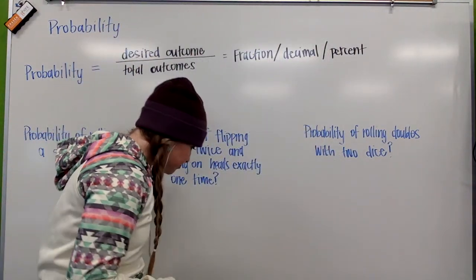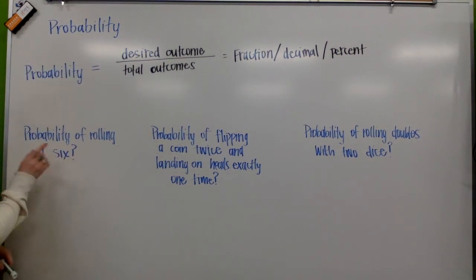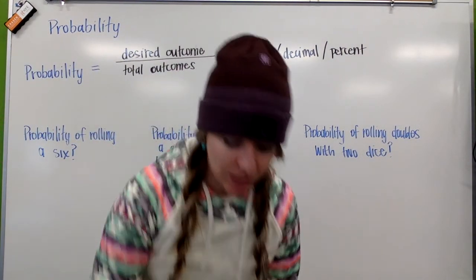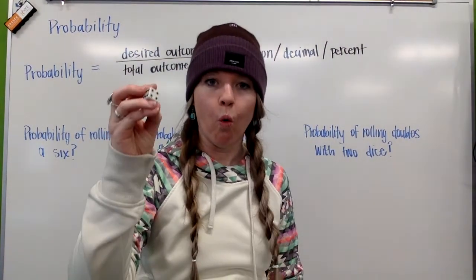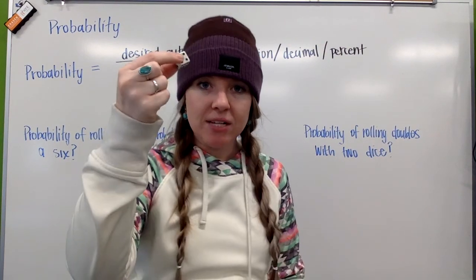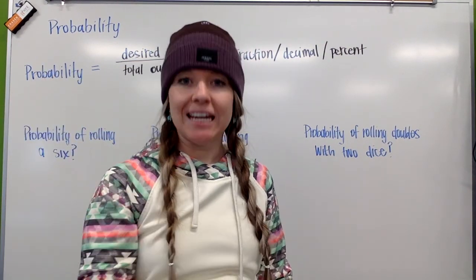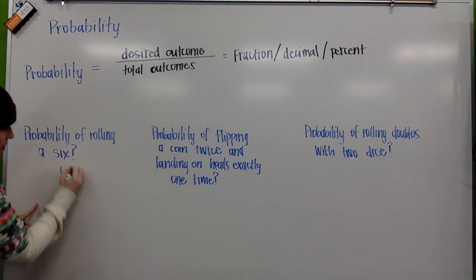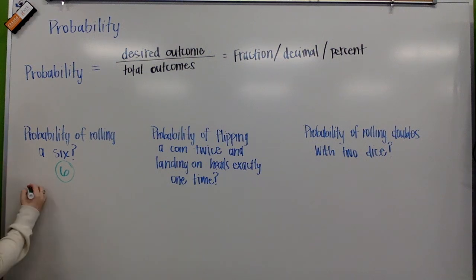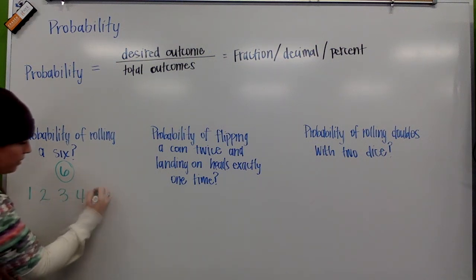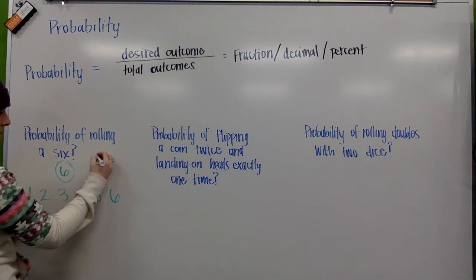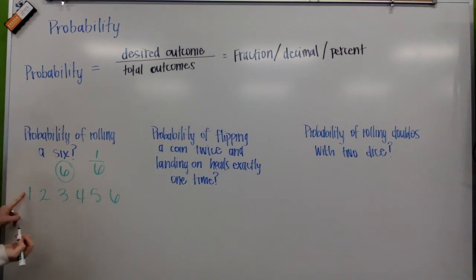So if we look here on our first example, it says, what's the probability of rolling a 6 on a normal-sided die? Okay, I think I might even have one right here in my drawer. Cool. So what's the probability of taking this guy, rolling it, and getting a 6? Well, the desired outcome is to get the 6, but on the dice, we have the options 1, 2, 3, 4, 5, 6. So we have 6 total outcomes, but only 1 desired. So that would be 1 over 6.